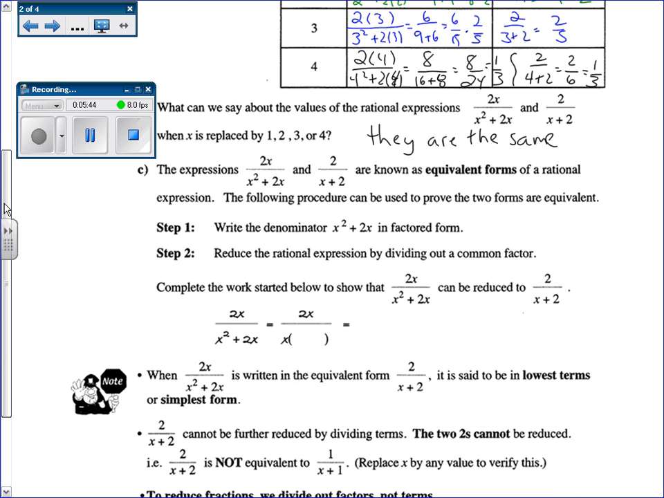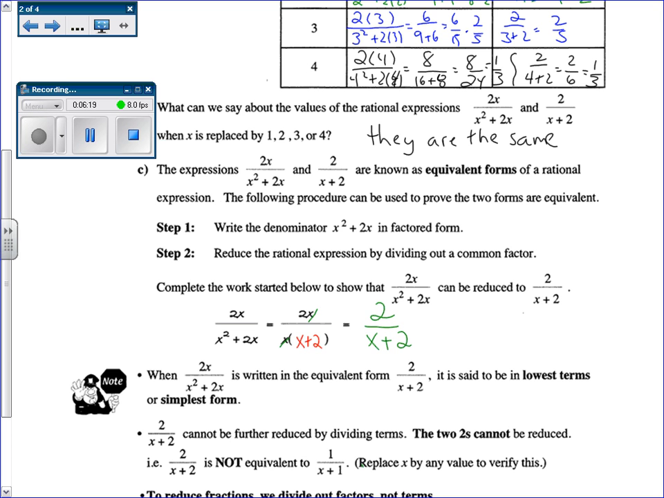Okay, so if we write the denominator, we want to write the denominator of x squared plus 2x in factored form. So if we factor out an x, then we're left with x plus 2. Then we're going to reduce the rational expression by dividing out the common factors. So we have an x in the top and an x in the bottom, so we can cancel those x's, and then this is written as 2 divided by x plus 2.